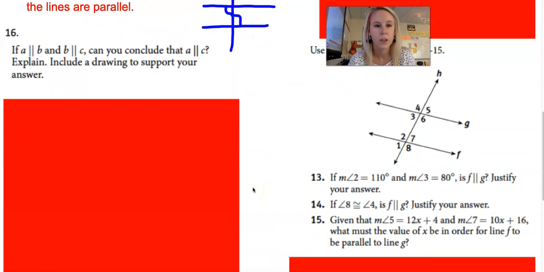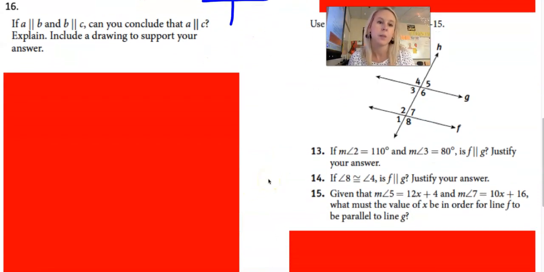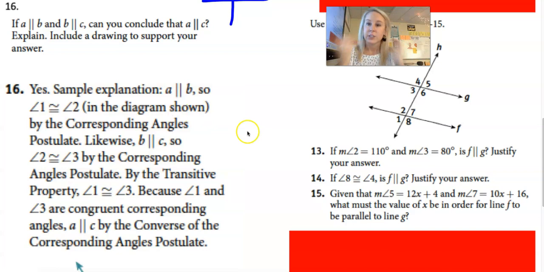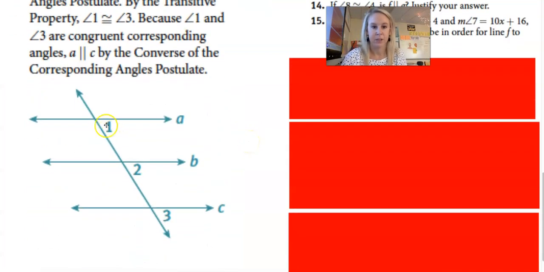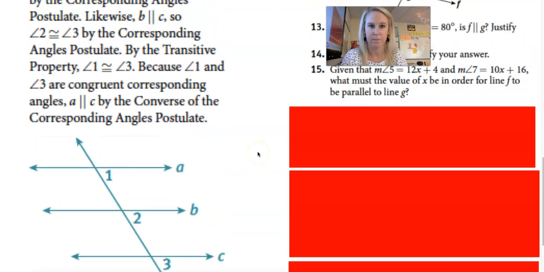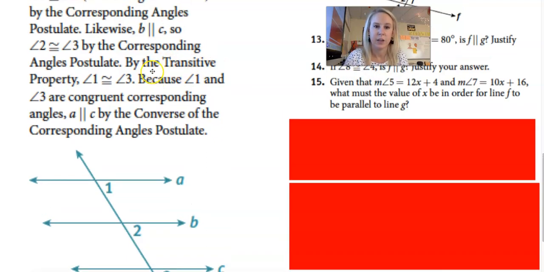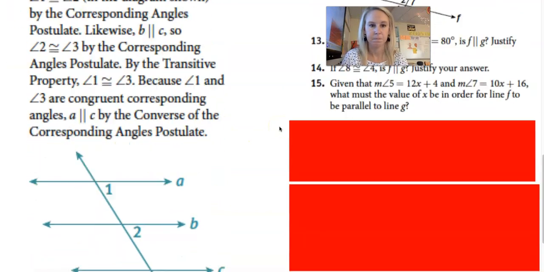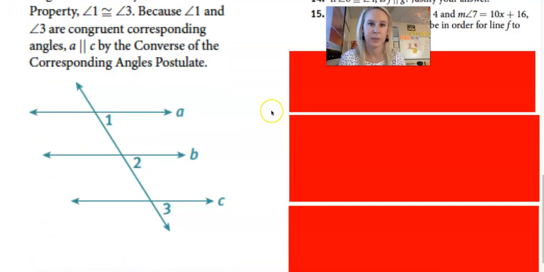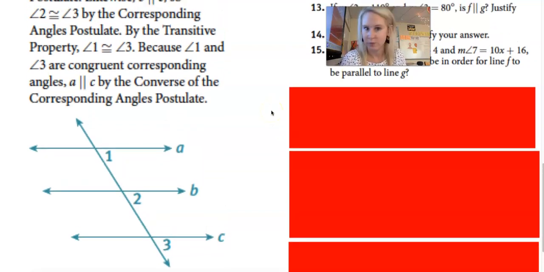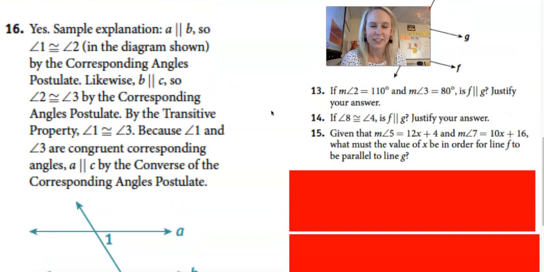Okay? All right, 16 says if A is parallel to B and B is parallel to C, can you conclude that A is parallel to C? So this is kind of like the transitive property. If A is parallel to B and B is parallel to C, is A parallel to C? The answer is yes. And so here's a picture. You have three lines that are all parallel to each other based on the transitive property. Okay? So as long as you said something along the lines of yes, because of the transitive property, it can prove they're parallel. If you have any questions on that one, please let me know. Feel free to press pause to write this down. All right, number 17.